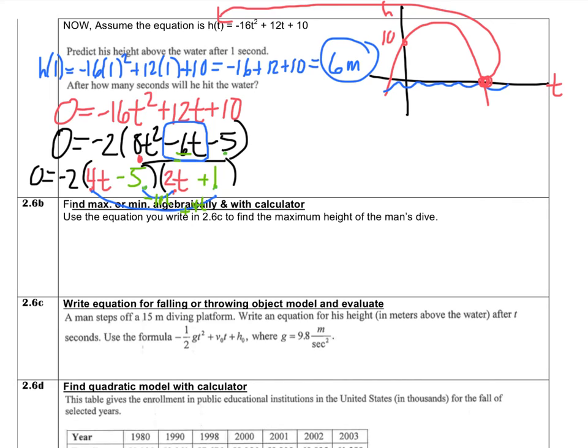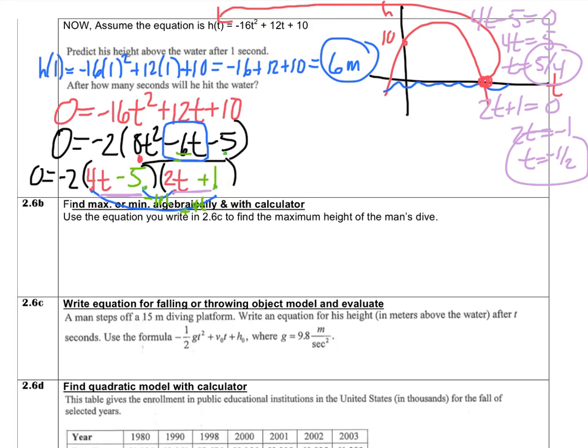All you do to solve for the factoring is remember, take the factors and set them equal to 0. I'm going to do that up here in the corner. So it's going to be 4t minus 5 equals 0. If I solve that, it's going to be 4t equals 5, or t equals 5 over 4. The next one would be 2t plus 1 equals 0. I'm going to subtract 1, divide by 2, so time equals negative 1/2.